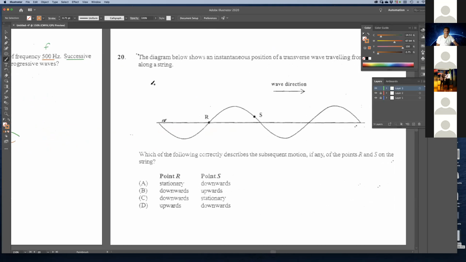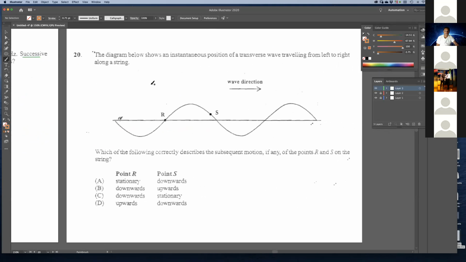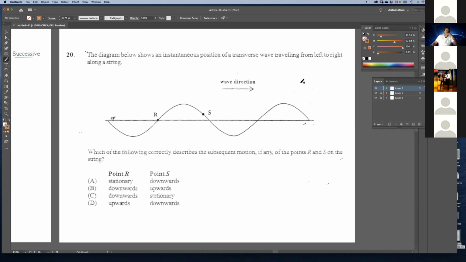Number 20. The diagram below shows an instantaneous position of transverse waves traveling from left to right along the string. So the wave is traveling like this, right? Which of the following correctly describes the subsequent motion of any of the points R and S on the string? When we did this, I told you, and I can do it a lot easier in the software. Let me just try it.